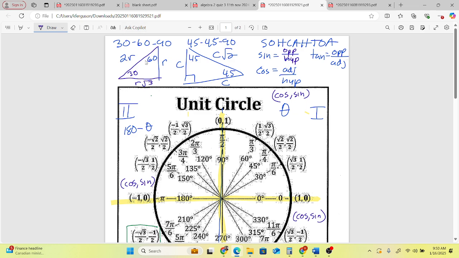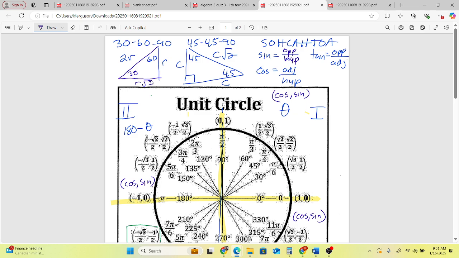And so the 30, 60, 90 focuses on the side that's opposite the 30-degree angle. So I'm just going to give it a name. I'm going to call the side that's opposite the 30-degree angle R. And then the hypotenuse is 2 times that, which is 2R. And then the remaining side is R times the square root of 3.